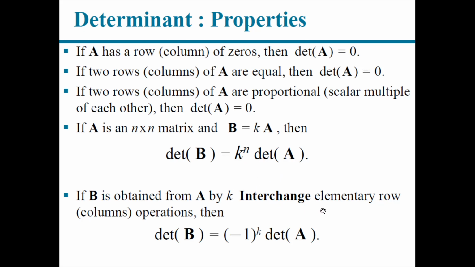Similarly, if I perform several swaps of rows or columns, so I start with A and I perform a certain number K of swaps of rows or columns to get my matrix B, then the determinant of B, the new matrix, will be negative 1 to the power of the number of swaps times the determinant of A. This is obvious because each swap multiplies the determinant of A by negative 1. So if I have 7 swaps, I'll have negative 1 to the power 7 here. If I have 2 swaps, it will be negative 1 to the power 2.